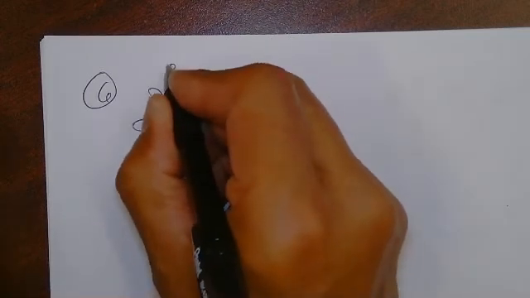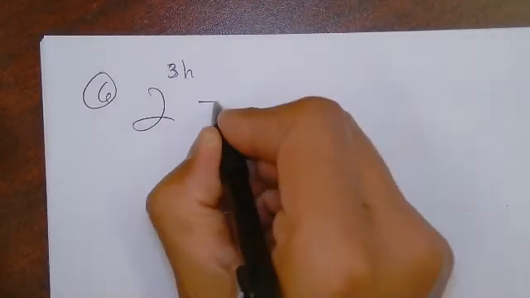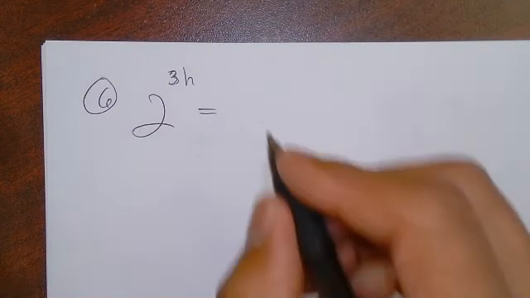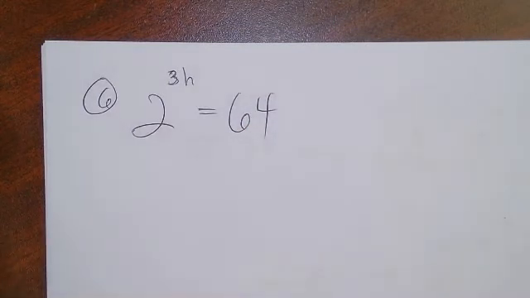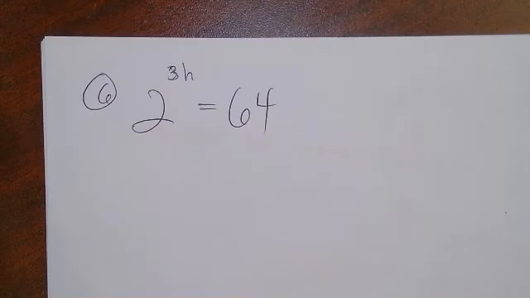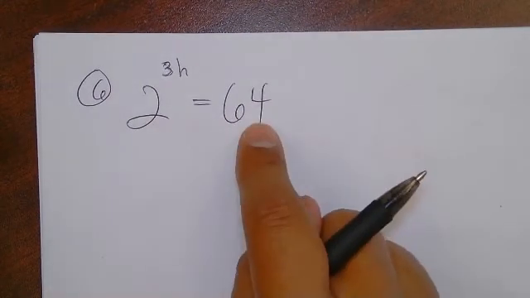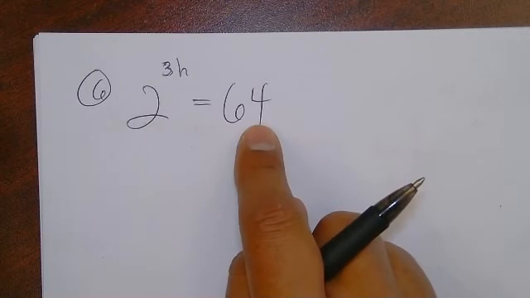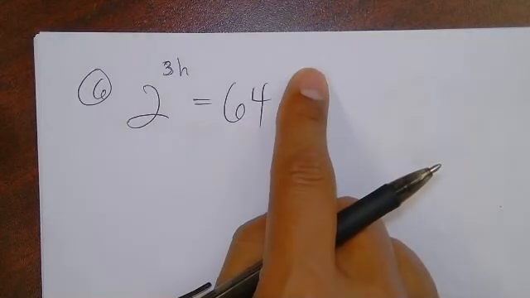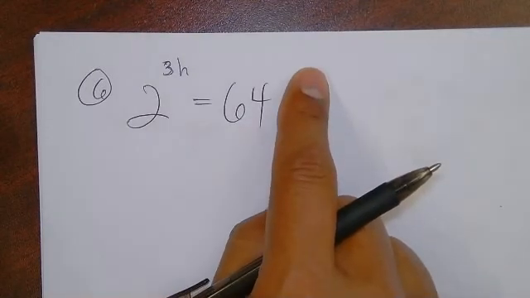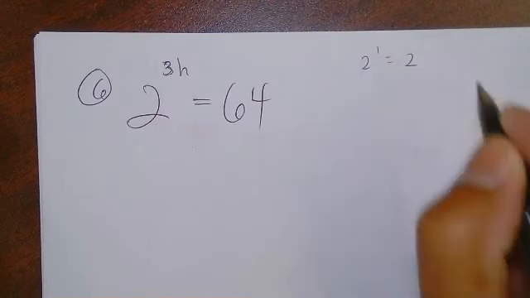Okay, number 6. Number 6, ready? 2 to the power of 3h is equal to 64. Oh, yeah. 64 can be written with a base of 2 and an exponent. Anybody know what it is?